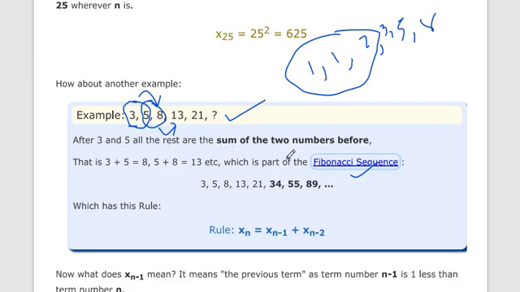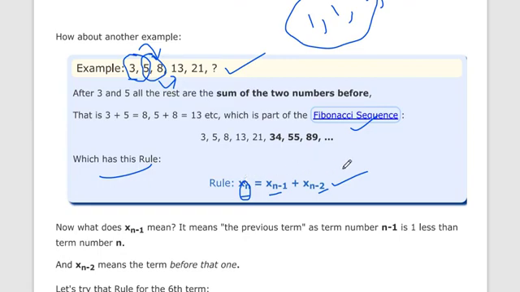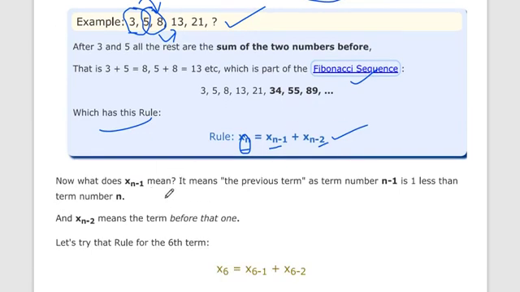It is the sum of the previous two numbers. So the rule of this sequence will become xn is equal to x(n minus 1), meaning the previous term of n, plus x(n minus 2), the previous to previous term. So we have to add the previous two terms to find our next term. Here x(n minus 1) is the previous term, term number n minus 1, and x(n minus 2) means the term before that one.